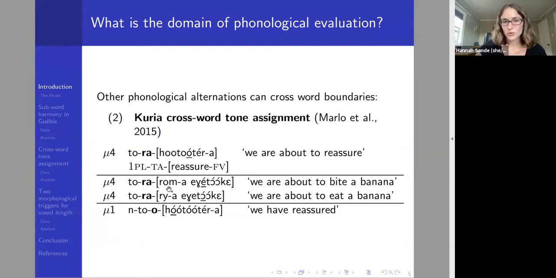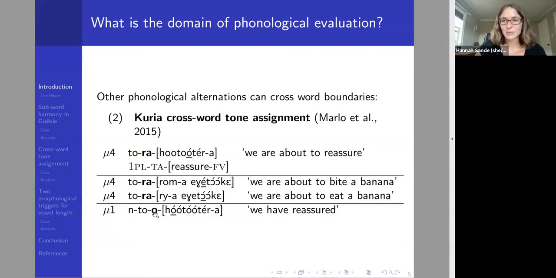When the verb stem is short, however, you keep counting. So when the verb stem only has two moras, the fourth mora is then the second mora of the object, in this case banana, and the high tone is assigned there and spreads to the penultimate mora of the domain. That domain must be larger than a word boundary because we're getting high tone assignment not just within the verbal word, but also the object.